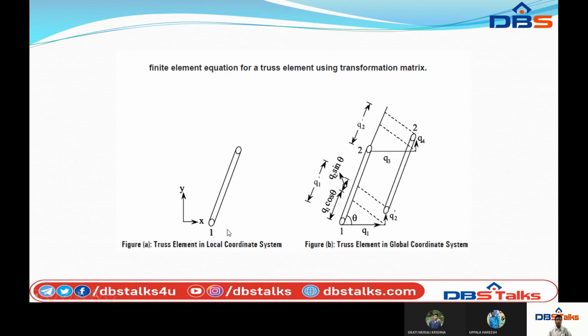A truss element is one type of bar element. In this, the structure is generated by pin joints. The types of loads in a truss element are pulling or pushing, like tension and compression. After that, I am discussing what is a local coordinate system.